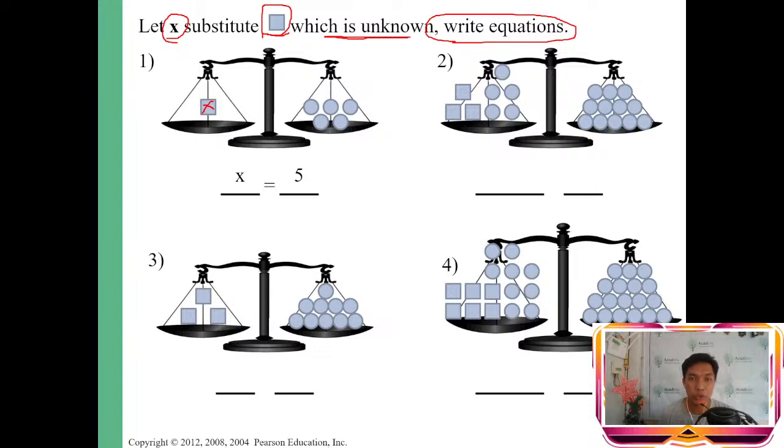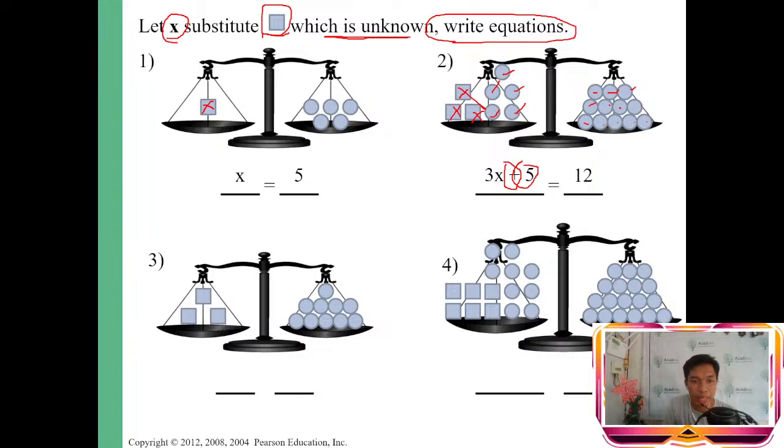And number 2, we have 3x here. We write 3x plus 5. Where do we get the 5? 5 is 1, 2, 3, 4, 5. So we need to add. Then is equal to 12. So we have 12 circles there: 1, 2, 3, 4, 5, 6, 7, 8, 9, 10, 11, 12.